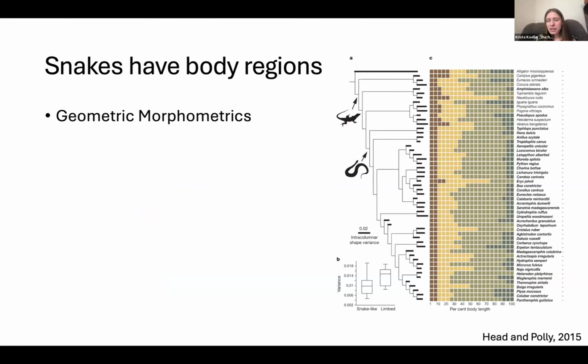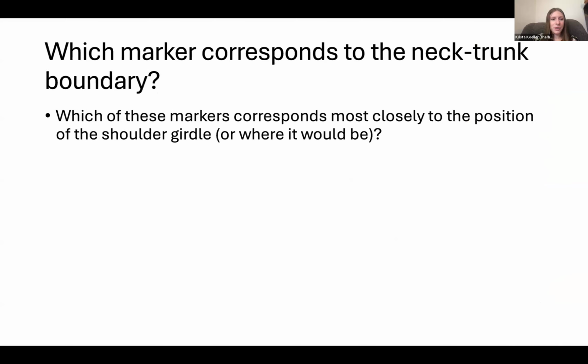Now, I'm not the first person to think of doing this. Head and Polly in 2015 did that, and they found that snakes do indeed have distinct body regions. So it's not just a gradient. There are distinct regions that we are looking for.